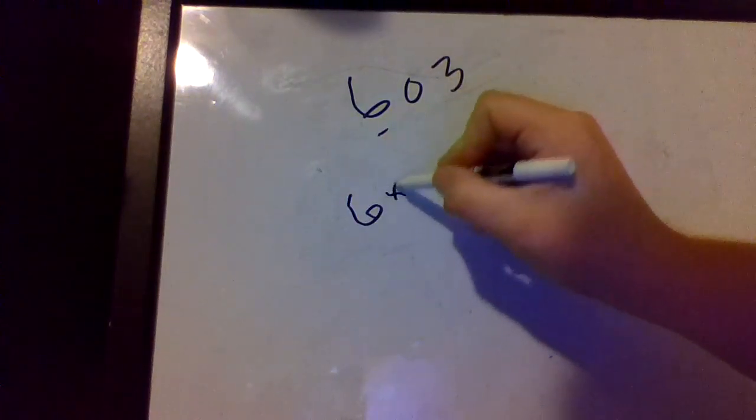So let's look at one of the tricky examples I was talking about. So if we have 603, I've noticed a lot of people have tripped up on this. So the 6 is in the hundreds place, so we have 6 groups of 100.